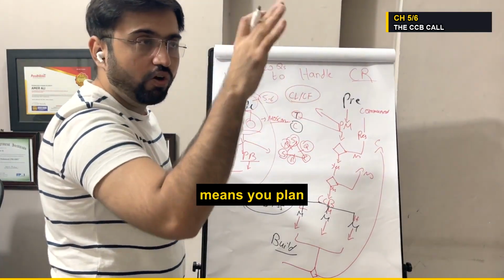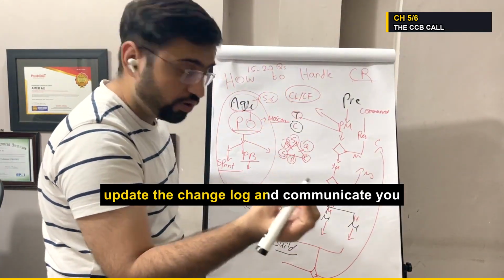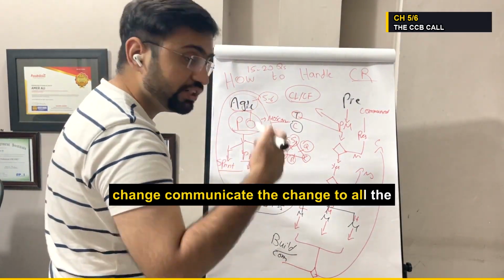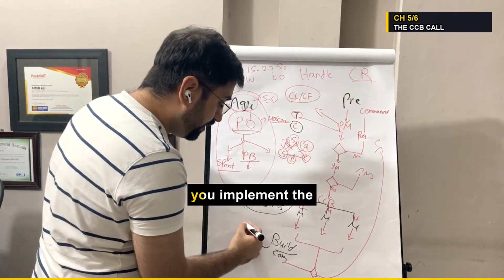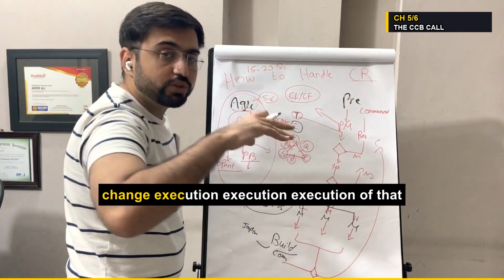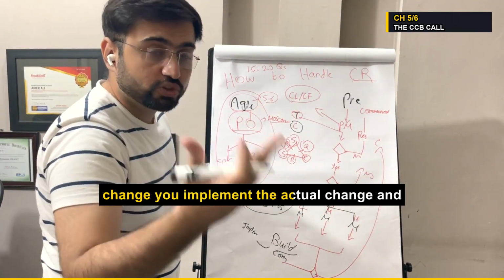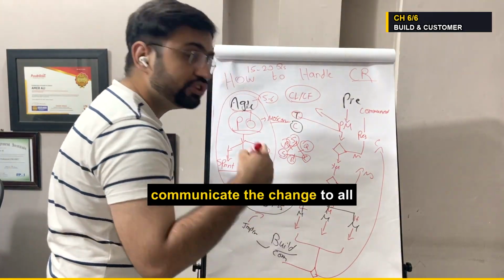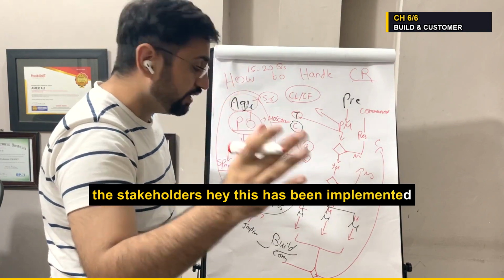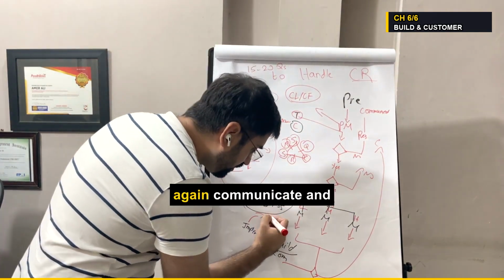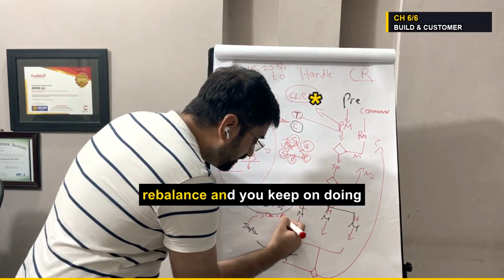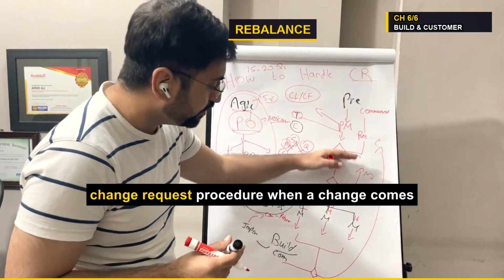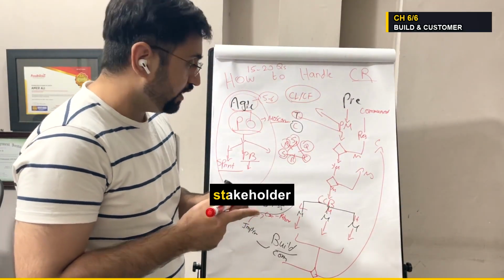It means you plan how this change will go, update the change log and communicate. You update the change log, build the change, communicate the change to all the relevant parties, then you implement the change. Execution of that change. You implement the actual change, and once the change is implemented, you communicate the change to all the stakeholders. Hey, this has been implemented, and you rebalance. Again, communicate and rebalance, and you keep on doing the same process. So this is the change request procedure when a change comes from a team or a stakeholder.